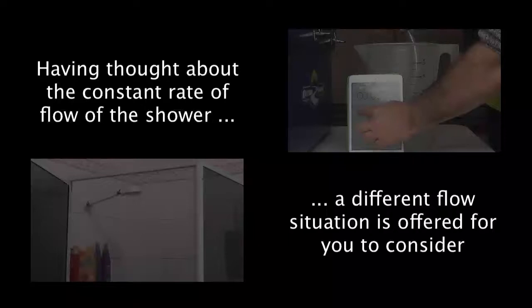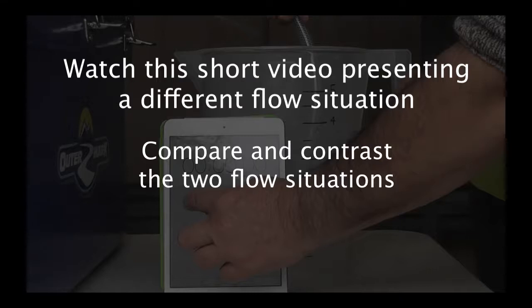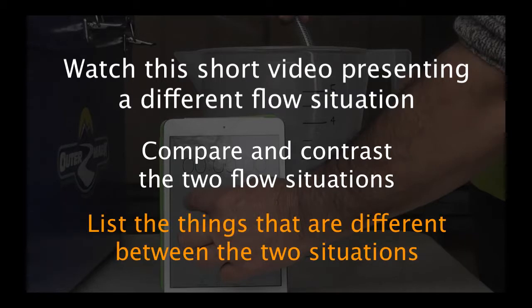The shower video from part 1 introduced us to a constant rate of flow. Watch the following short video, which presents a different flow situation. Your task is to contrast this situation with that seen in the shower video. As you watch this situation, list on paper things you notice that are different between the two situations.